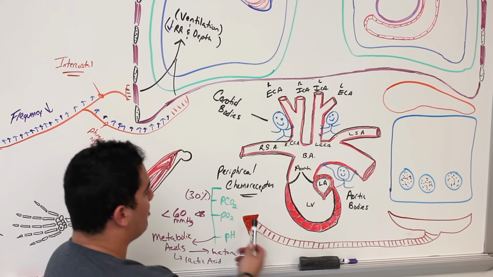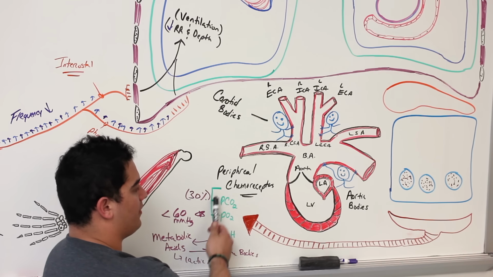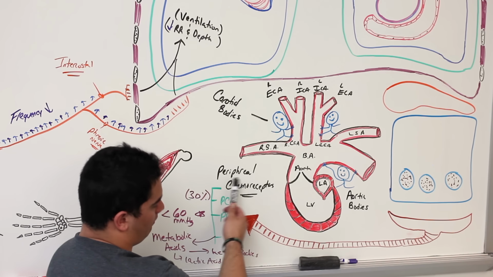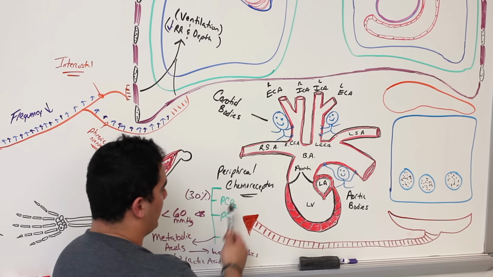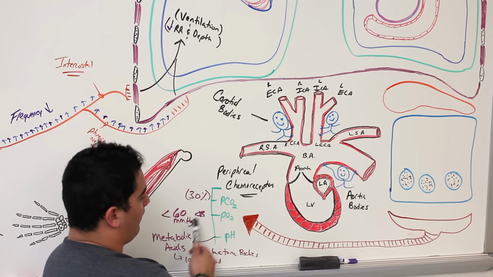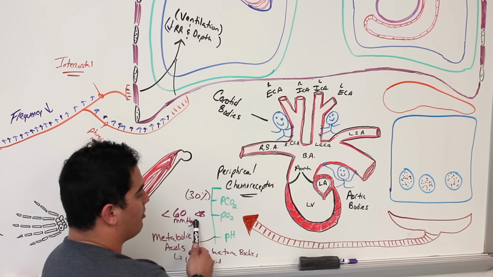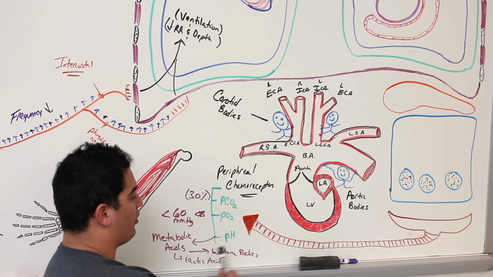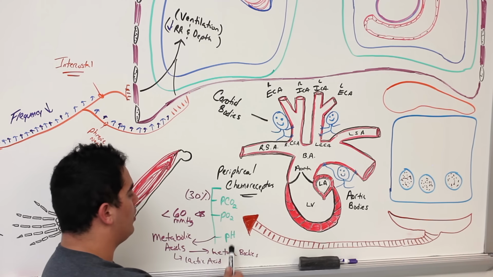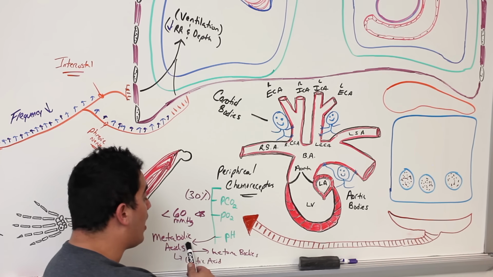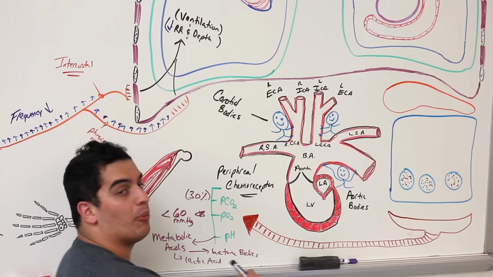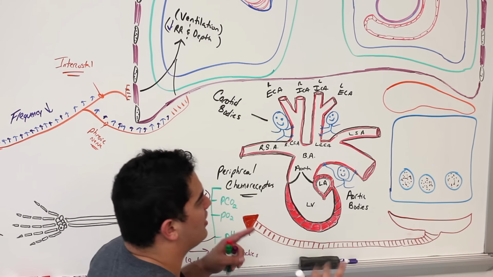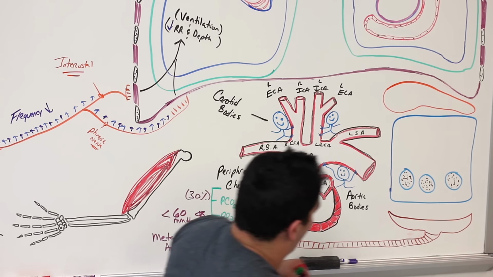So again, peripheral chemoreceptors respond to the partial pressure of CO2. About 30% of that CO2 is specifically stimulating the chemoreceptors, right? And if the partial pressure of oxygen is below 60 millimeters of mercury, it becomes the most powerful respiratory stimulus. And the last thing is that these peripheral chemoreceptors are specifically responding to changes in pH due to metabolic acids like lactic acid, ketone bodies, and stuff like that. Okay, so now let's see the mechanism of how this is working.